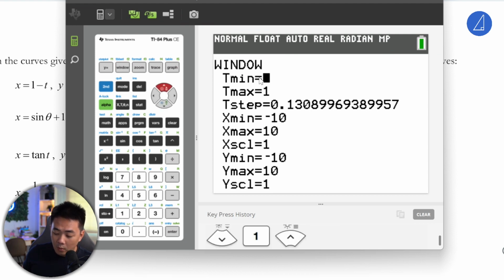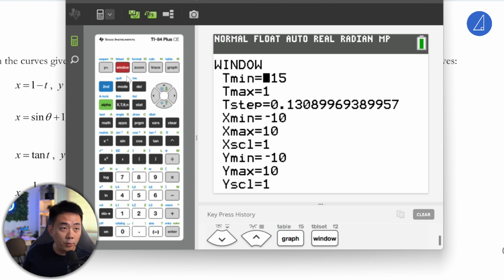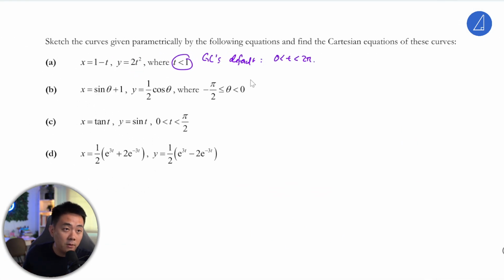T minimum would be negative. Usually negative 10 would be sufficient, so we just put negative 15 for negative infinity. So this is the graph that you're looking at, and you just sketch this graph. Change your window, press window and change the t min and t max. That is the main thing about plotting parametric curves, because students usually forget about the range of t that needs to be keyed into the calculator.